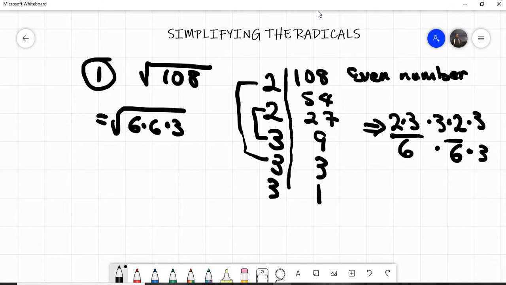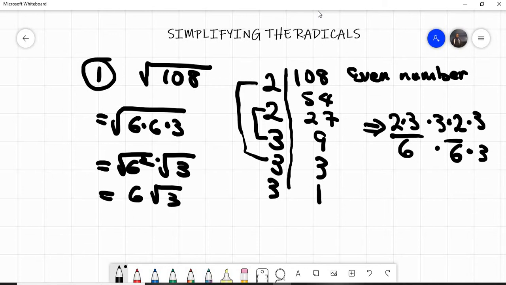So 6 we can write as 6 squared, and then we take the square root. We give a square root to that by itself, and then 3 we take the square root. The square root of 6 squared is going to be 6. So 6 is going to go outside. Root 3 is going to remain inside. So 6 root 3 is the final answer, which is correct.